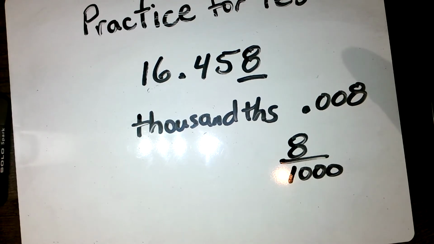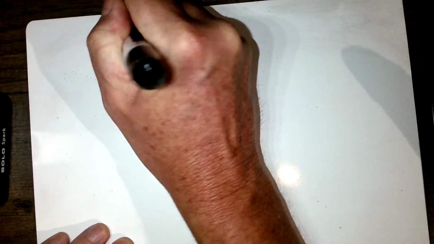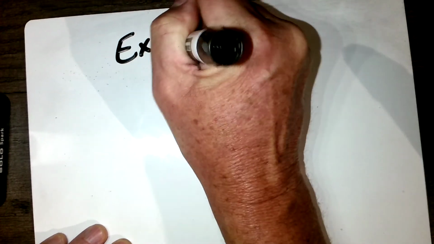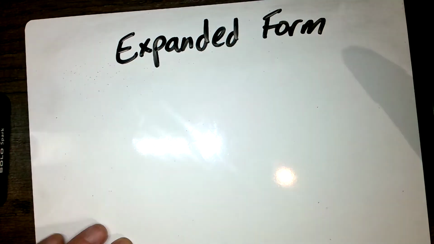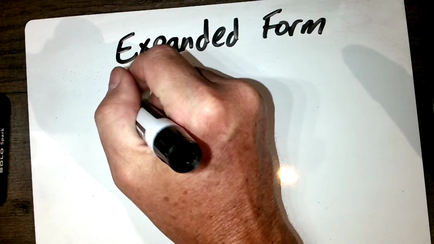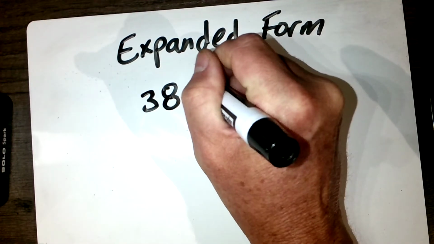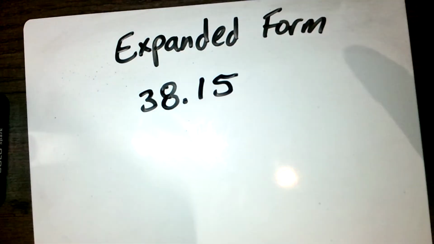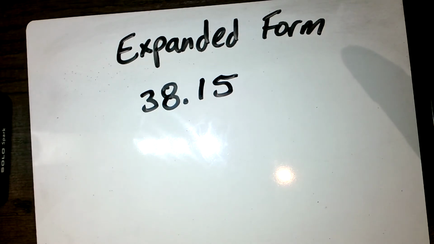Okay, let's move on and do some questions that are expanded form, because I think that might be the trickiest thing for some of you guys. Okay, expanded form. And I want us to write the first step of the expanded form, which is what we'll be doing on the test. So let's go, 38.15. Please write this number in expanded form.